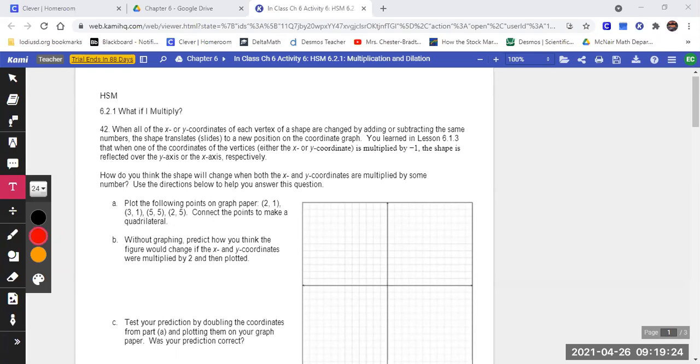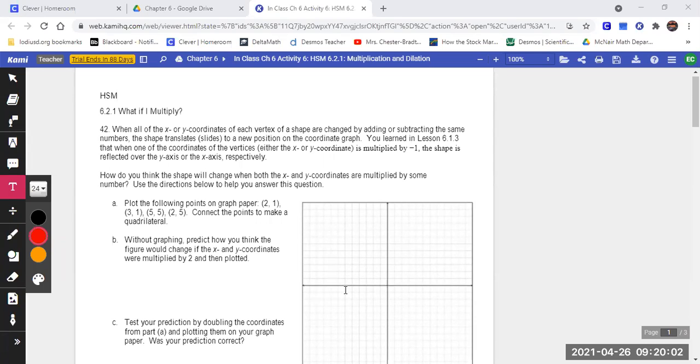And then what's our third one again? And what does it do? Okay. So we said translation slides, reflection, like a mirror, it flips. What's our third type and what does it do? Rotation, and it spins or turns. Okay, so we did those last week.